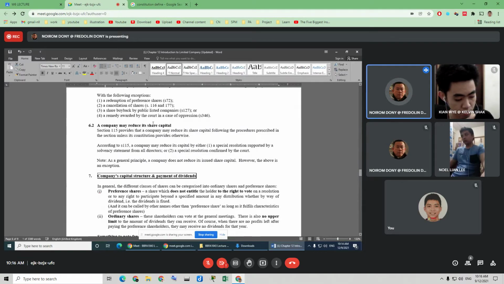Meaning you can reduce the share capital when all of the directors support the special resolution, or either because of the court order. Note, as a general principle, a company does not reduce its issued share capital. However, the above is an exception. In general, the company cannot reduce the share capital unless under section 115, then it will be reduced.